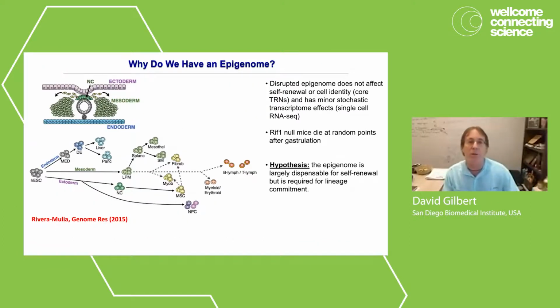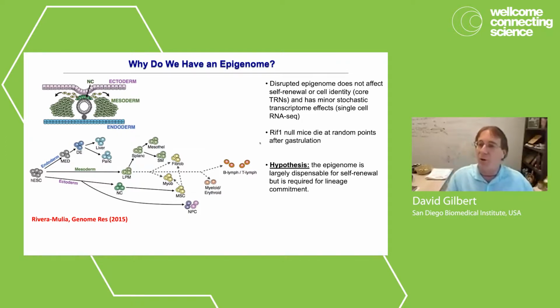Okay, so I'm going to leave you with a question here that we're very interested in pursuing, which is, why do we have an epigenome? As I said over here on the right, if we disrupt replication timing, we disrupt the epigenome, but we don't affect self-renewal or cell identity. So we see that the core transcriptional regulatory networks are unaffected, and there are only minor stochastic transcriptome effects, especially in the beginning. I mean, these accumulate after a while, but the cells seem fine.